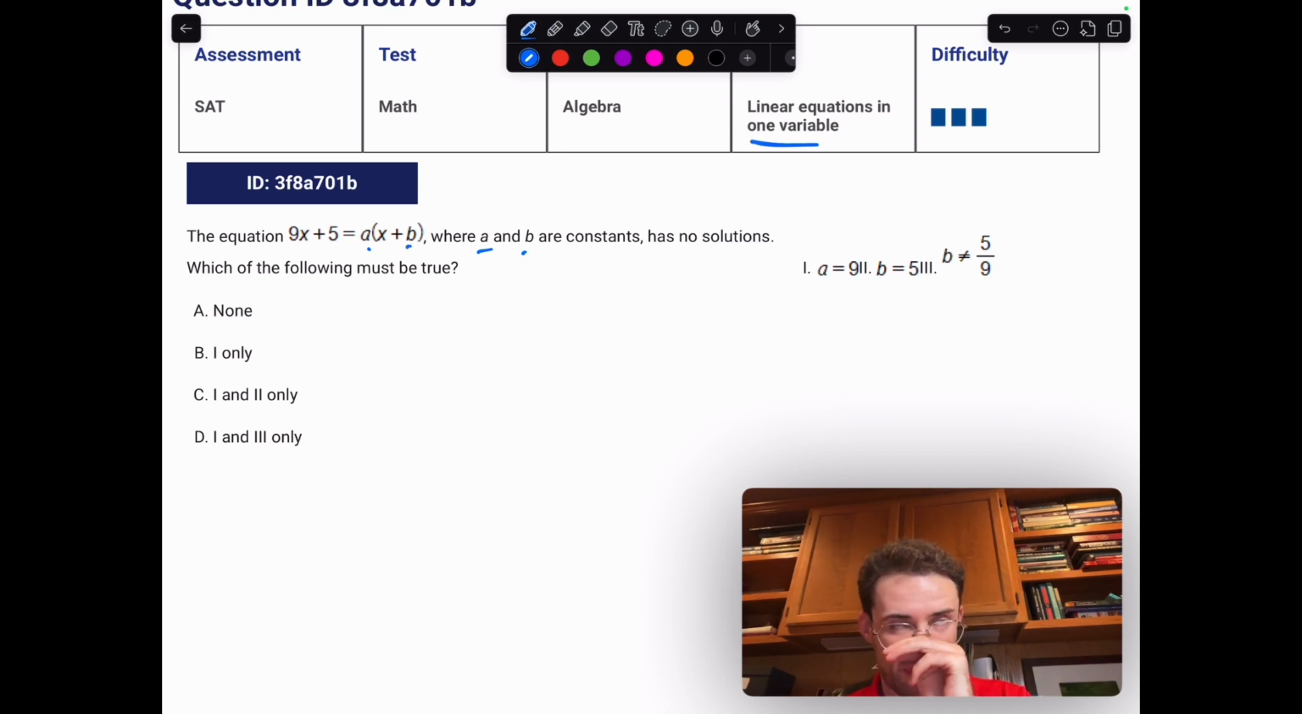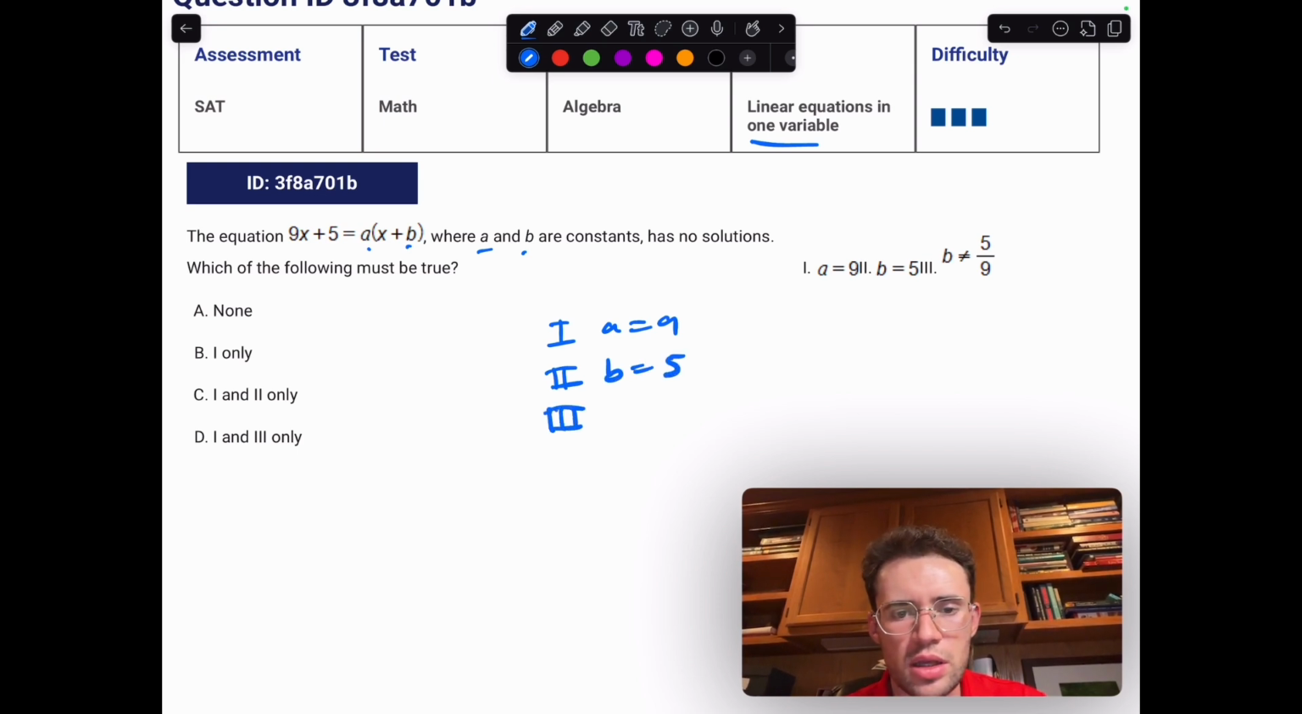Okay, so it's the same thing we've been doing, a bunch of these. Oh, they didn't format this very well. It should be the options are: 1, a equals 9; 2, b equals 5; and then option 3 is b is not equal to 5/9. Which of the following must be true?